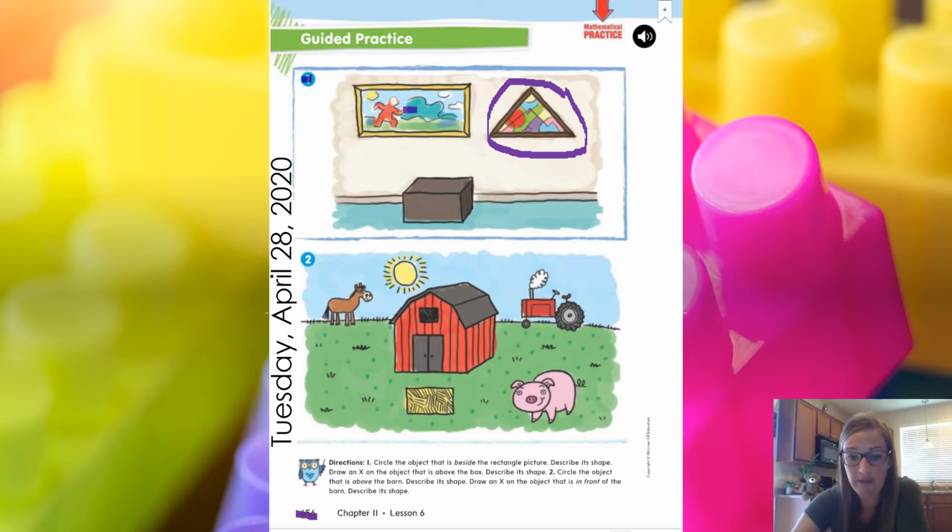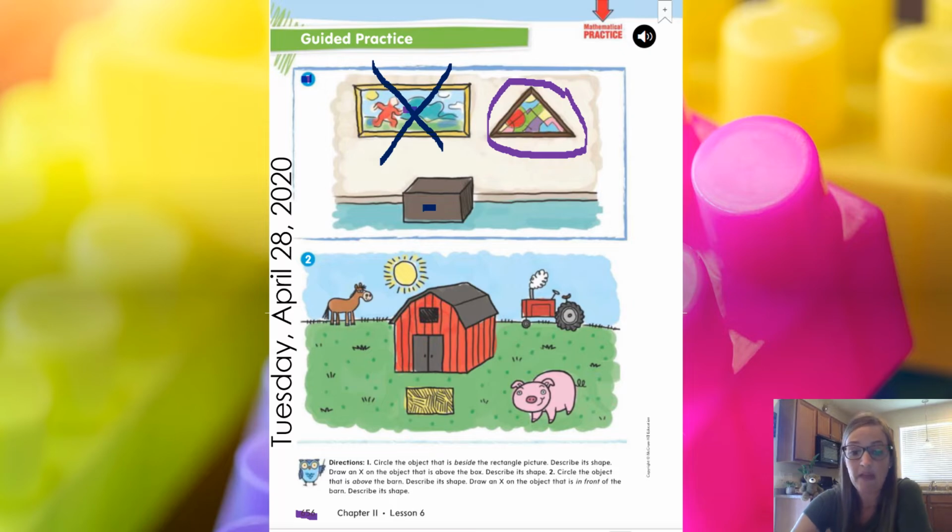Also for number 1, they want you to draw an X on the object that is above the box. So locate the box and then look above the box. What is above it? A shape of a what? Good, a rectangle. Let's put an X on it. And can you tell me about a rectangle? How many sides? How many vertices? Good, 4 sides. Remember, 2 are short and 2 are long. And there are 4 vertices.